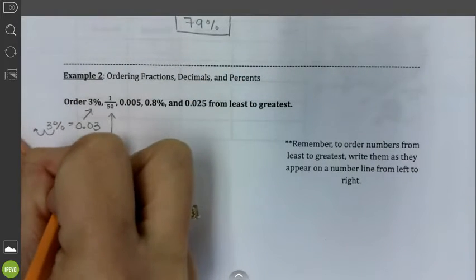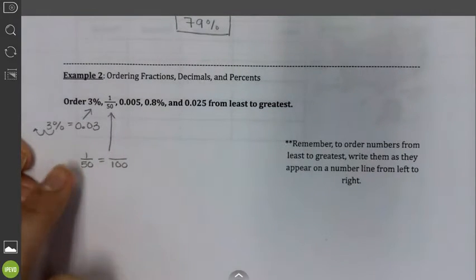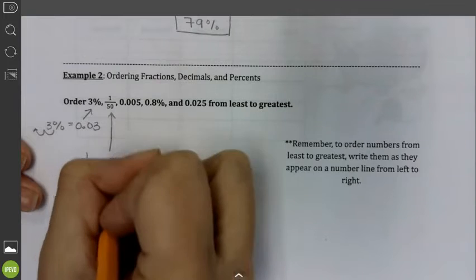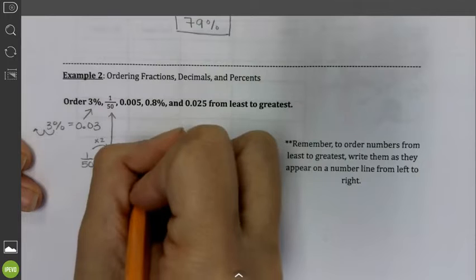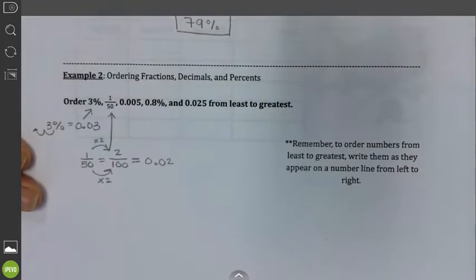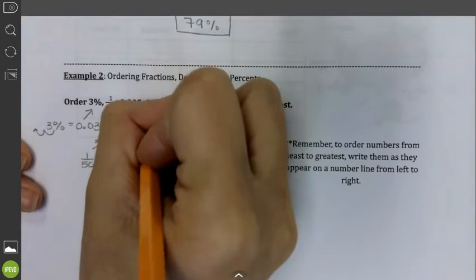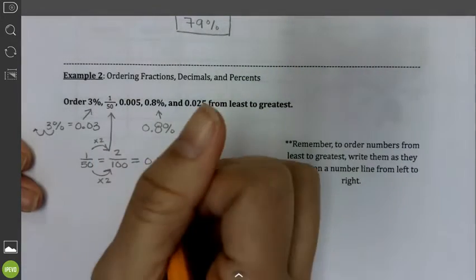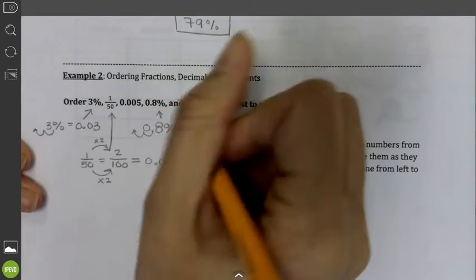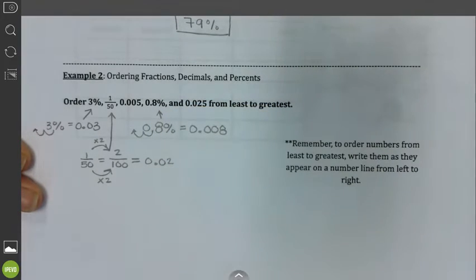For 1/50th, I need to convert that into a fraction with 100. So I'm going to multiply the numerator and denominator by 2. And that gives me 2/100ths. And then last one that I need to convert, we have 8/10ths%. So I'm going to have to take my decimal point and move it 2 spaces to the left to turn this into a decimal. Now I have all decimal forms.